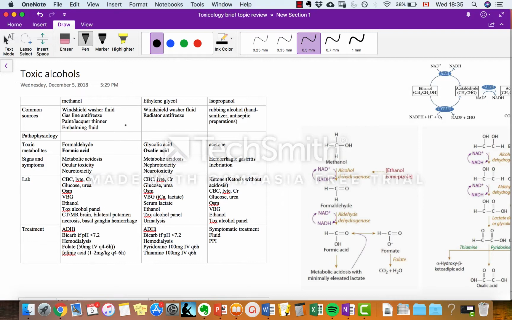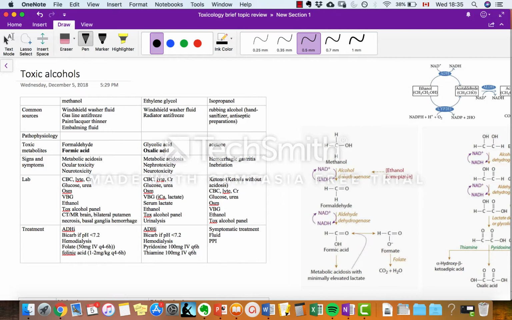So to begin, methanol is found in a number of things, including windshield washer fluid, gasline antifreeze, paint thinners, lacquer thinners, and embalming fluid. You can also find ethylene glycol in windshield washer fluid. Some windshield washer fluid contains methanol, some ethylene glycol, some a combination of both. You can also find ethylene glycol in antifreeze, but note here it is usually radiator antifreeze or engine antifreeze, whereas methanol is found in gasline antifreeze.